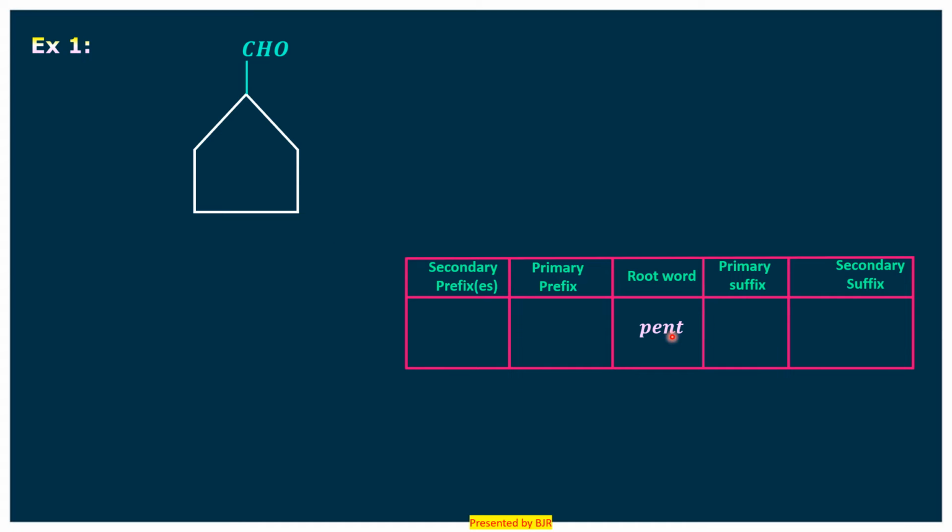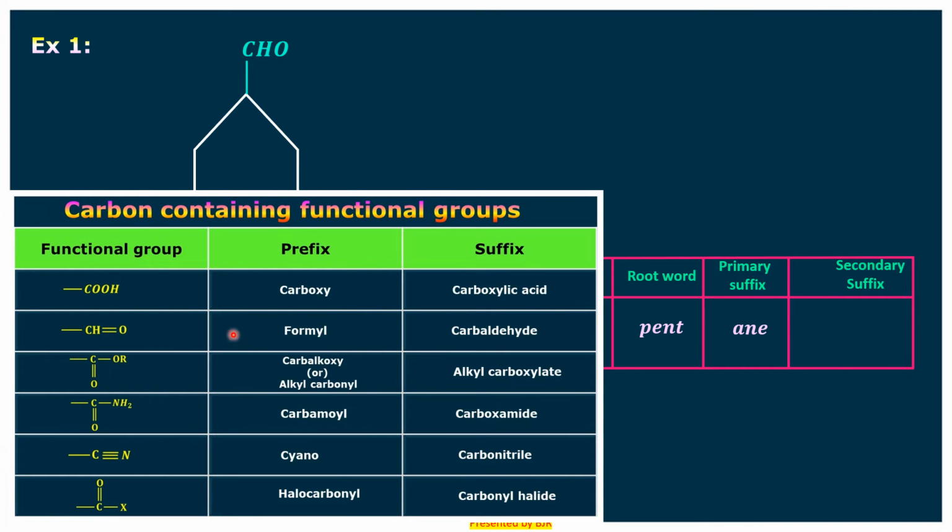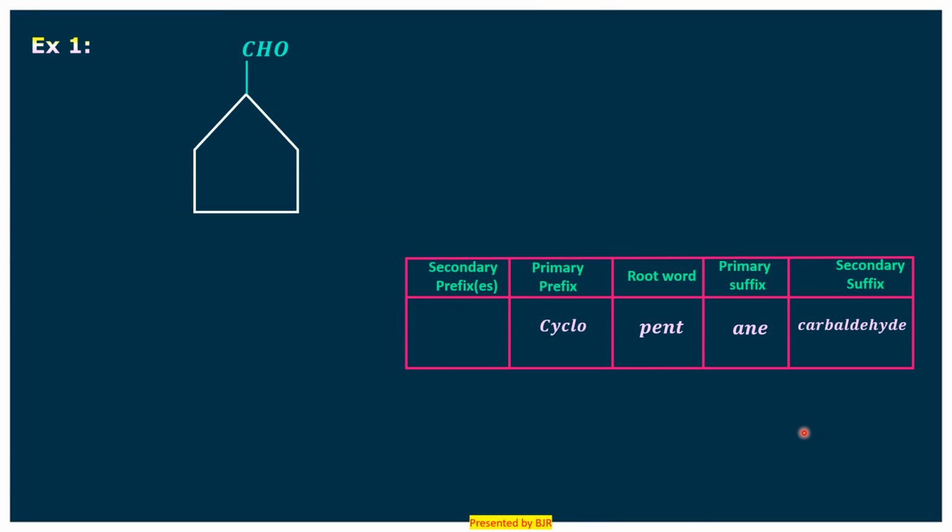Next, primary suffix: only single bonds are there here, so it is ane. Primary prefix is cyclo, and secondary suffix: you can see here the CHO functional group is being used in this compound, so the secondary suffix is carbaldehyde. The name of this organic compound is cyclopentane carbaldehyde.